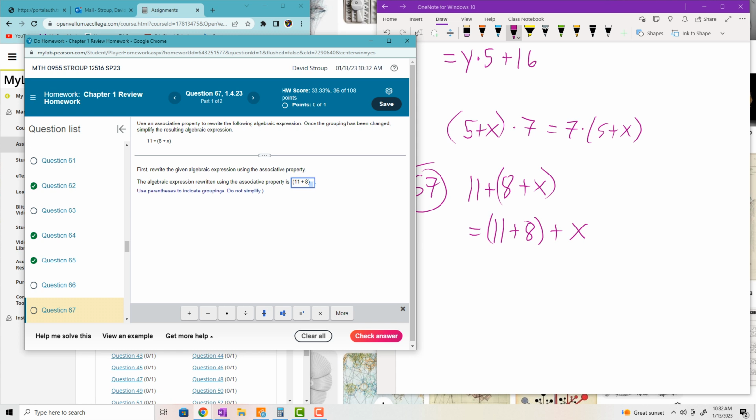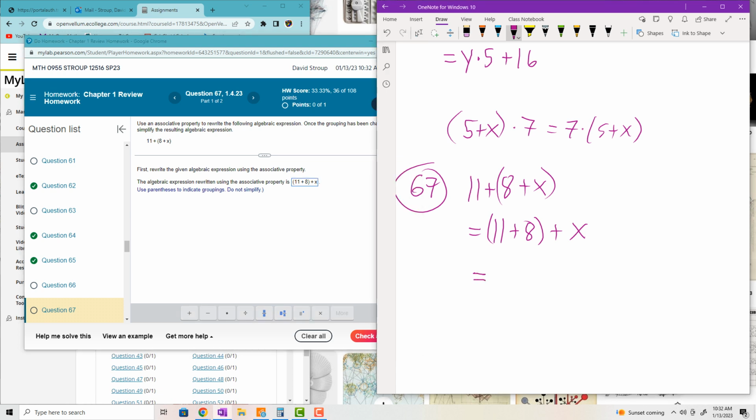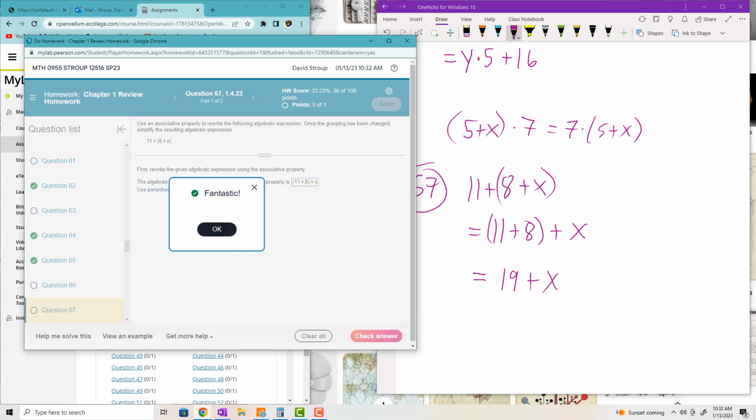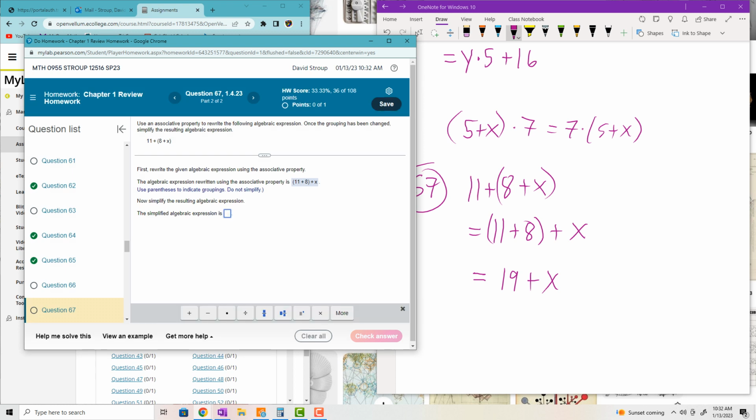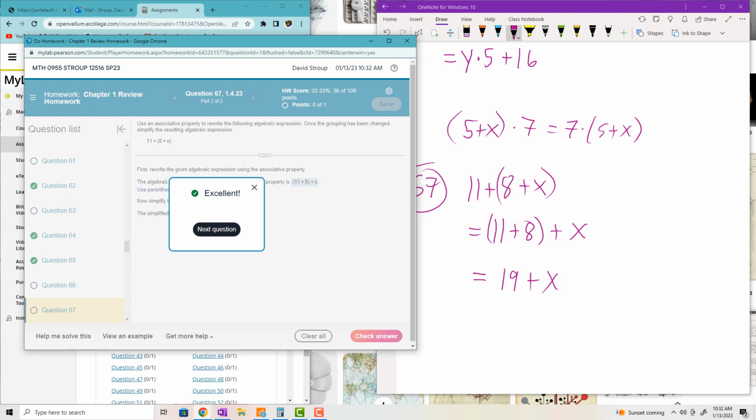Believe it or not, you can make new math systems that don't follow these rules, right? That's what I was talking about. It's like a game, and we just study one sort of math system. This math system is the most important math system, but anyways. 11 plus 8 is 19, and then they want you to put that in there. 19 plus x. Yay.